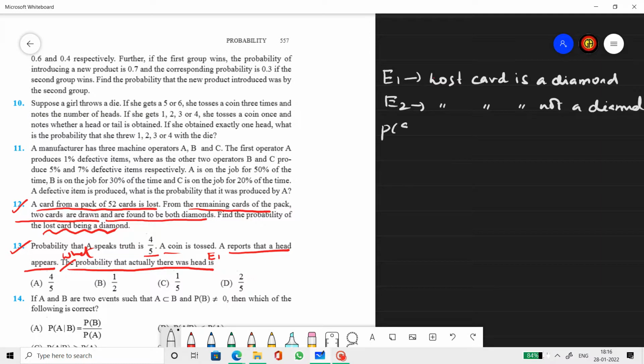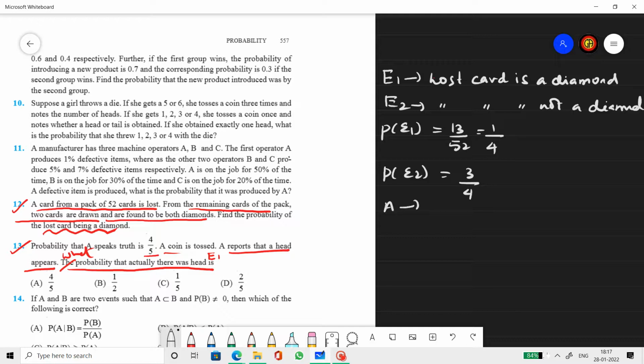So P of E1 is 13 by 52, which is 1 by 4. And P of E2 will be 3 by 4, because it will be 39 by 52. Because E2, the lost card is not a diamond. So it could be any card other than a diamond. So from 52, if you subtract 13, you get 39. 39 by 52, simplify 3 by 4. Or you can take it as 1 minus 1 by 4 also, even then it is 3 by 4. So P of E1 is 1 by 4, P of E2 is 3 by 4.